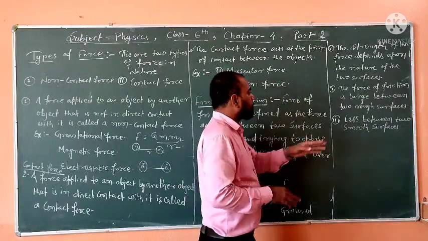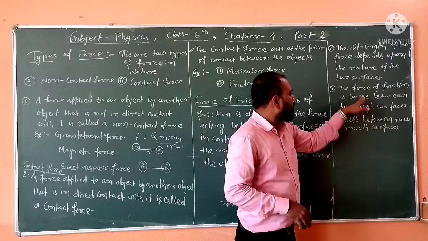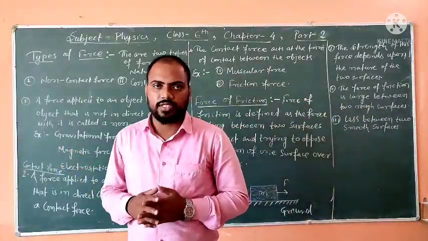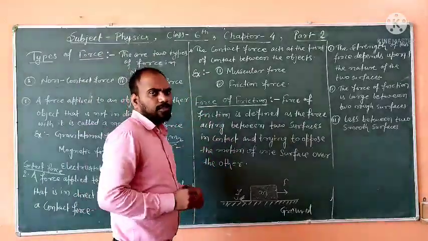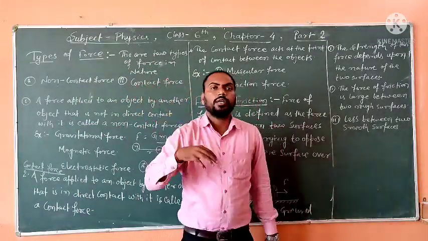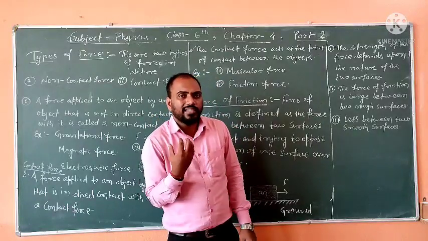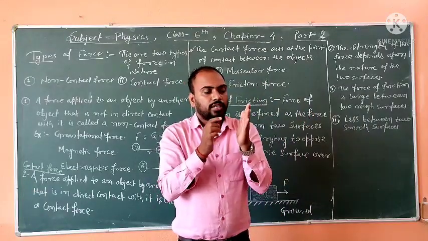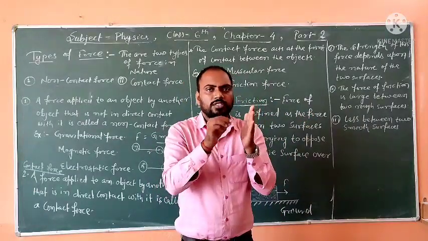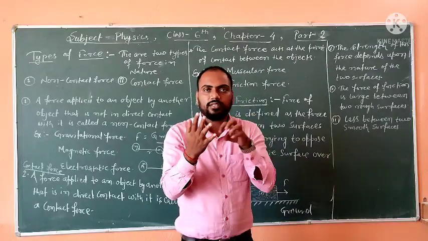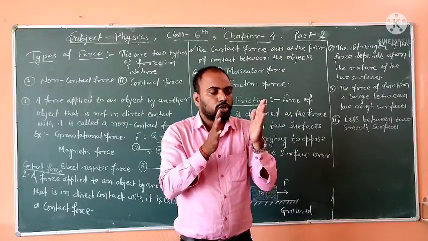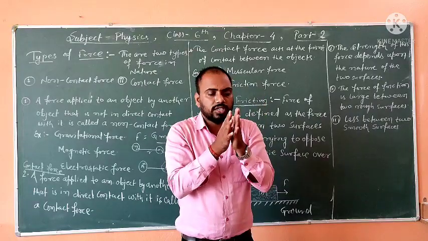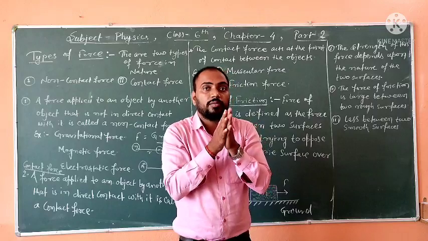The force of friction is large between two rough surfaces. If both are rough surfaces, there will be a large friction. Why? Because this surface is rough and that surface is also rough. Rough surfaces have large gaps, so they will cling to each other. They will stick with each other, and there will be large friction.